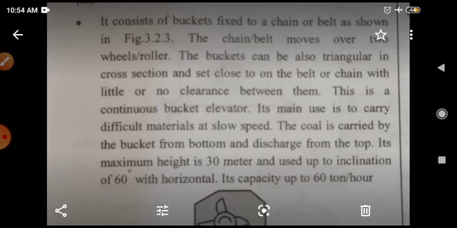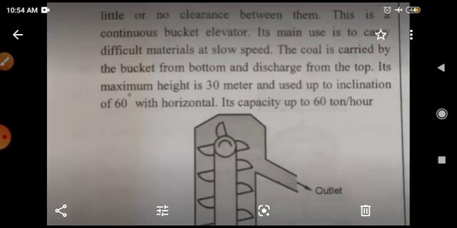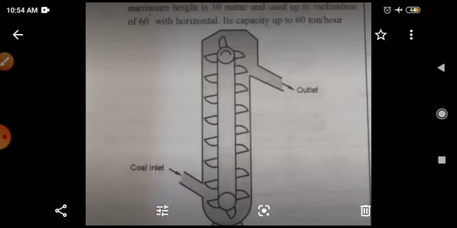This is a continuous bucket elevator. Its main use is to carry difficult material at slow speed. The coal is carried by the bucket from the bottom and discharged from the top. Its maximum height is 30 meters and it is used up to an inclination of 60 degrees with the horizontal. Its capacity is 60 tons per hour.